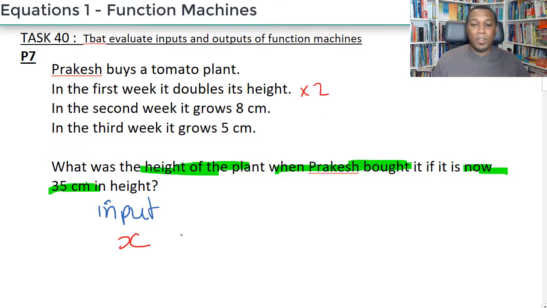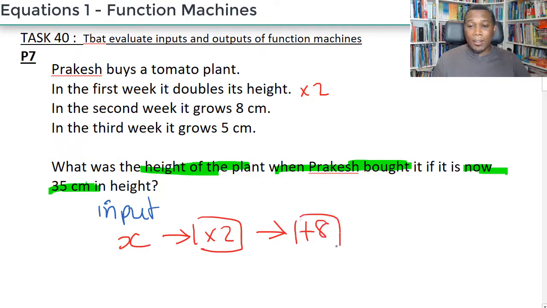Multiply by 2. So I have to multiply by 2, and then in the second week it grows by 8. If something grows by 8, it's at the height, and it goes up by 8. Going up is adding. So I'm going to add the next function. The next step is add 8. That's what you should have. And then in the third week, it grows 5. So your next step is going to be add 5.